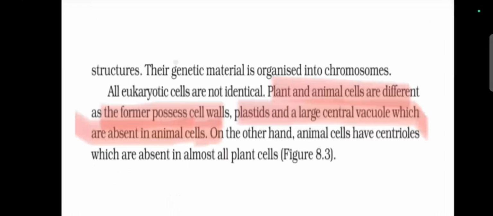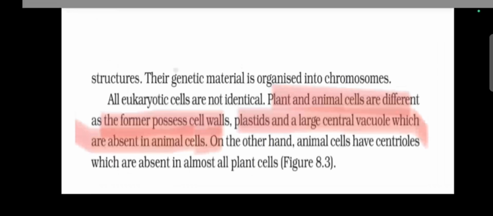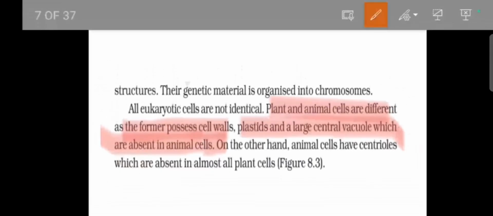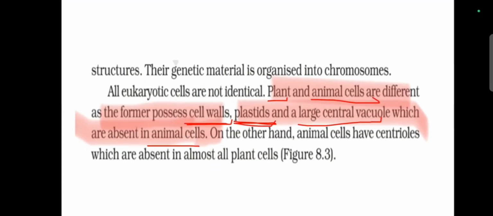The NCERT describes that plant and animal cells are different, as the former possess the cell wall, plastid and the large central vacuole, which are absent in the animal cell. So what is absent in the animal cell? The first one is the cell wall, second is the plastids and the third is the large central vacuole. So in the animal cell, the cell wall, plastid and the large central vacuoles are absent.